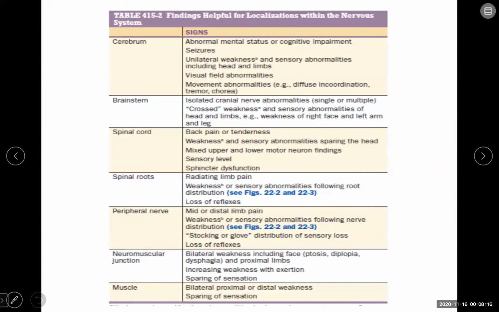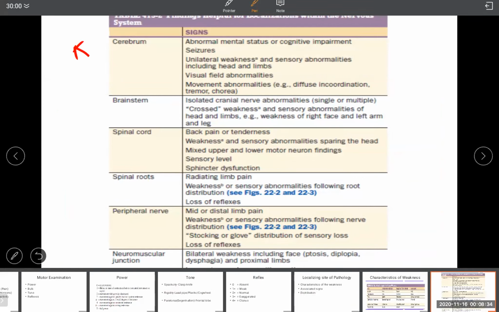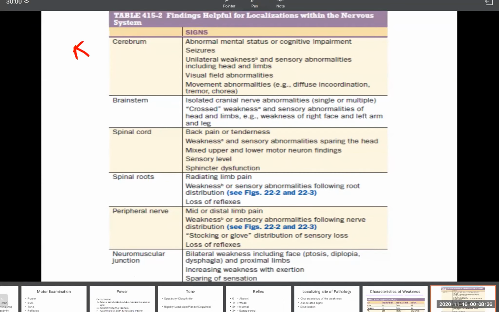Now, coming on to localizing the site of pathology. Basically, the idea of this is to see the associated symptoms. So this table gives the associated symptoms that help to localize the exact site of pathology. So let's focus on each one individually to have a better understanding.